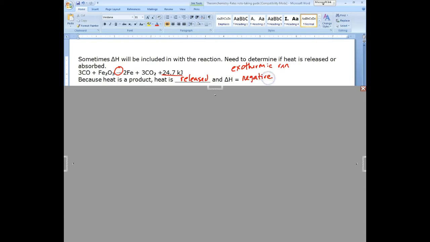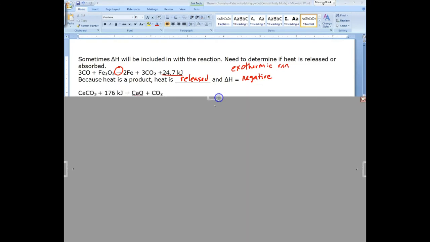Sometimes we just have to put that sign on delta H to tell us the direction that the heat is moving. Since heat is being given off in this reaction, for an exothermic reaction, delta H would have to be a negative number. Let's look at it if heat is on the other side of the reaction. So here we can see heat is a reactant. We have this 176 kilojoules of heat. It could be in joules, it could just say the word heat.